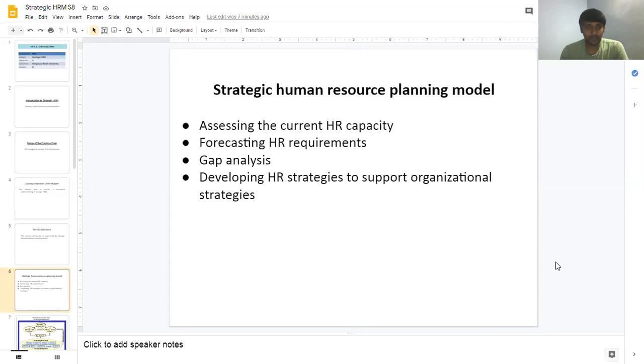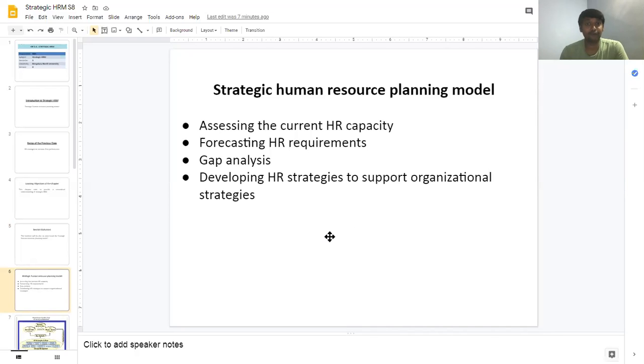The first is assessment of current HR capacity. No doubt, before any kind of strategy is implemented in an organization, the plan should be assessed, as it will be accomplished based on the HR capability or HR capacity. What would be the outcome? He has to analyze in a proper way what the human resource capacity requirements are.